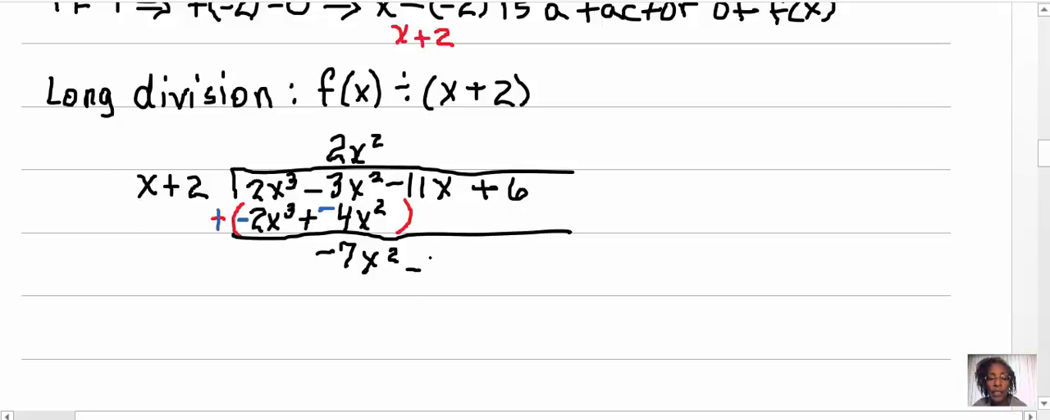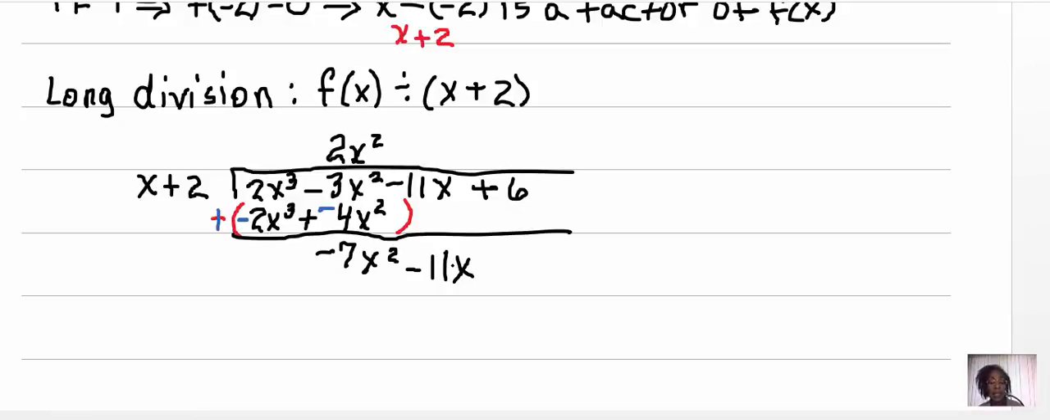Now let's bring down the next term in the original dividend. And we now have formed a new dividend, negative 7x squared minus 11x. And we're going to follow the same process. You want to always have in your new dividend the number of terms that are in your divisor. So notice how I only bring down one other term so that I'll have two terms here. So x into negative 7x squared is negative 7x.